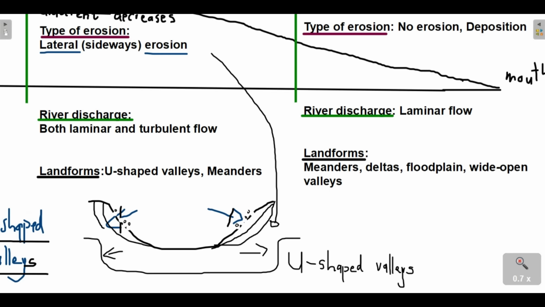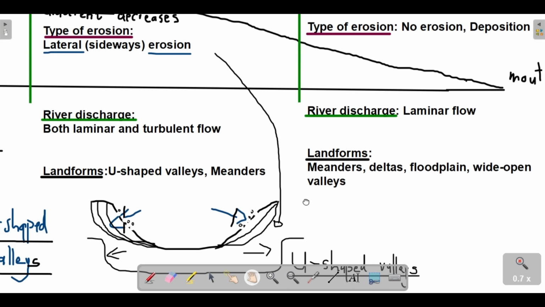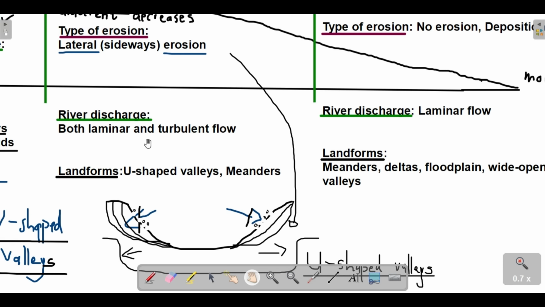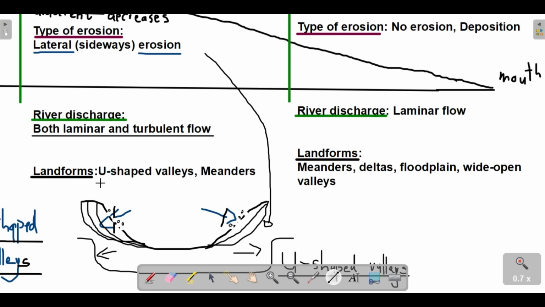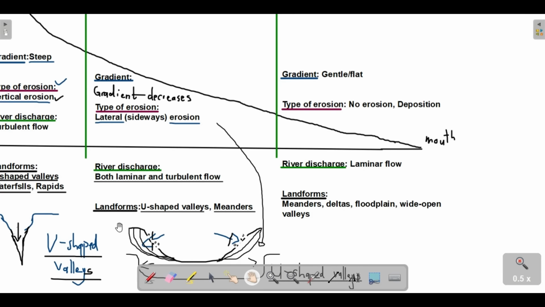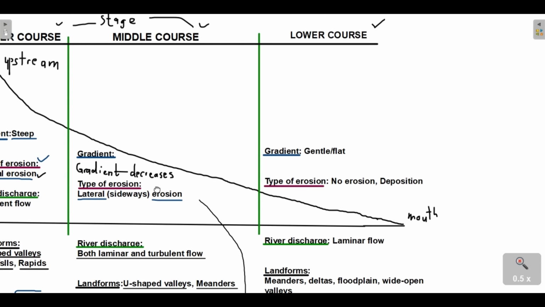You're continuously removing material, and of course they move back, and hence the river channel becomes wider and wider, forming these U-shaped valleys. Okay, I hope you got that. Right, and now the type of river discharge we have there is actually both laminar flow and turbulent flow. Right, so the landforms you get, of course, we said is U-shaped valleys. You also get meanders. Also have other landforms that we will discuss as well that are not written here. Right, so that's what we see in the middle course.